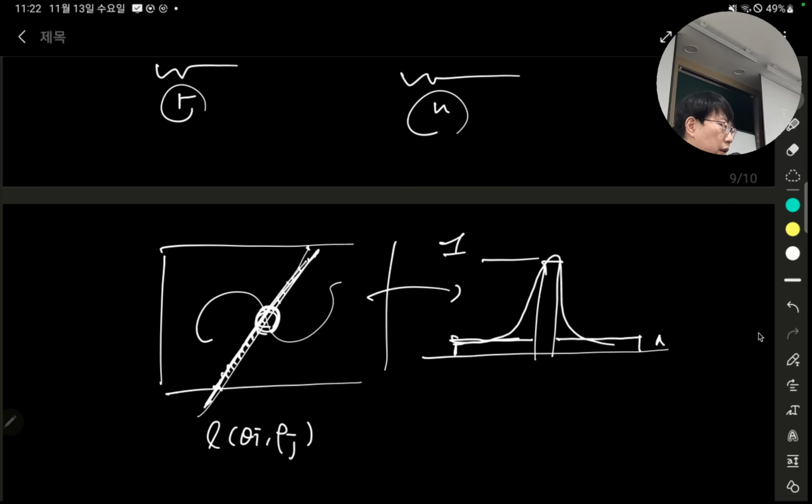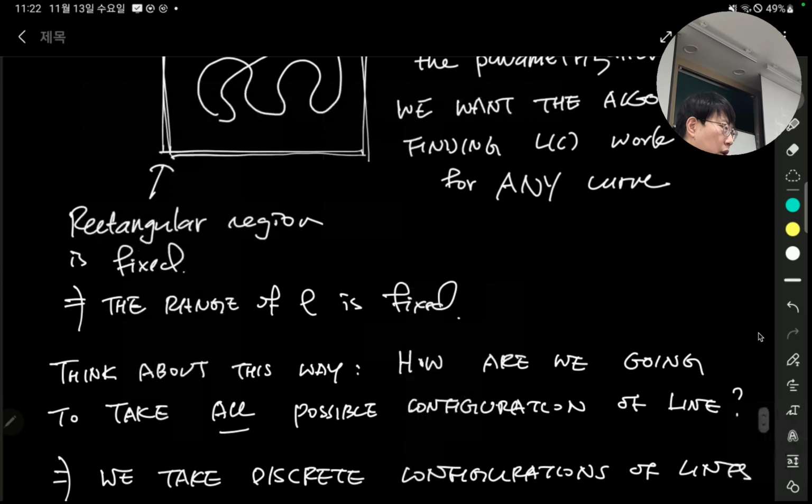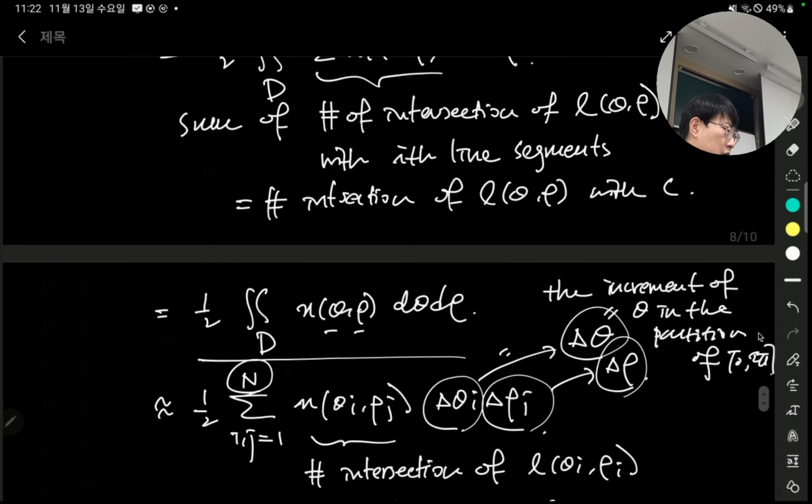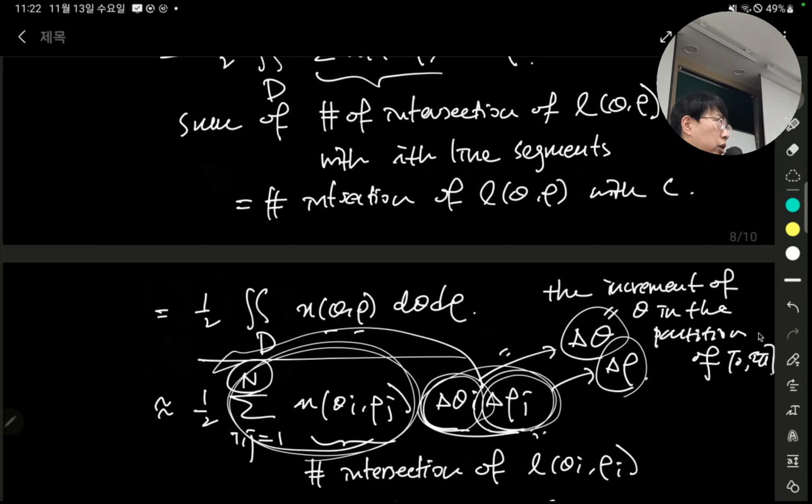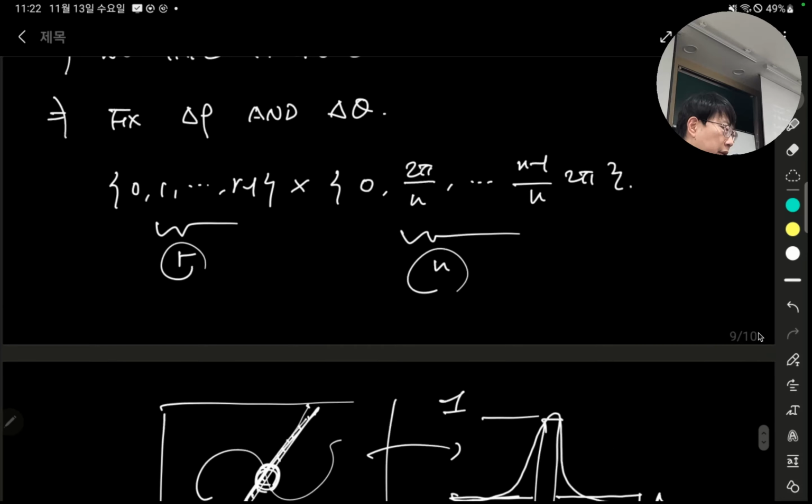Once you count all the intersections, going back to the original summation, these are constants, so you can take them outside of the summation. What you are doing here is just taking the summation of all the intersections, and then multiplying by the increment of theta and the increment of rho, and dividing by 2, to get an approximation of the length of a curve. We're going to actually implement this in Python code.